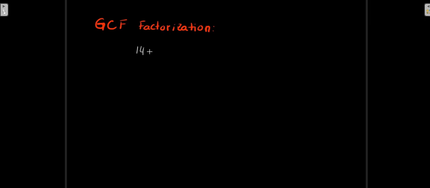Let's see another example by using two variables. So we have the expression 14a cubed b squared plus 21a squared b cubed, and let's see what that equals. So first of all, let's check for the numeric greatest common factor. The greatest common factor between 14 and 21 is going to be 7, right? So this is the number we're going to factor out, 7.